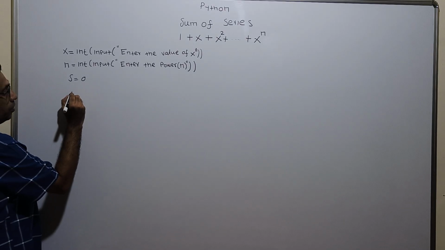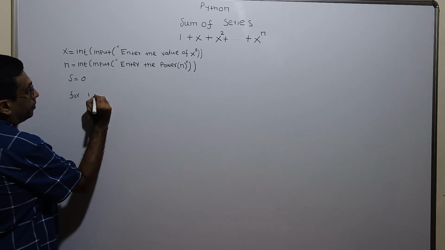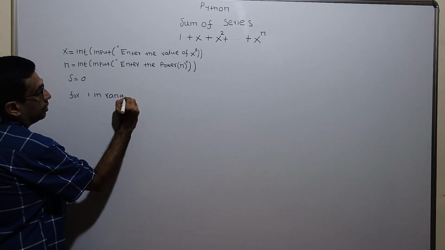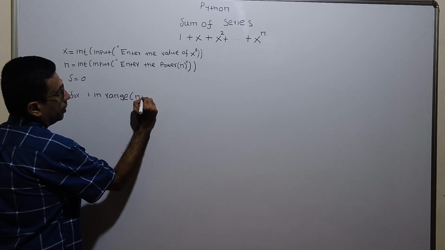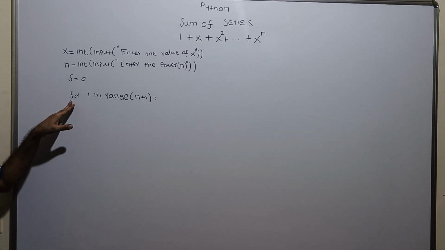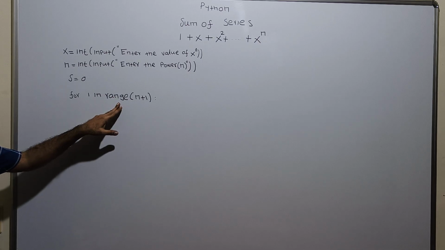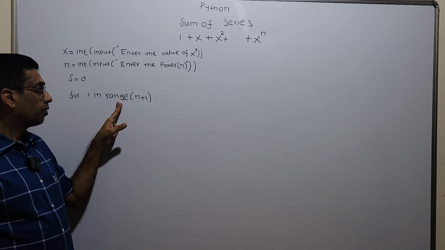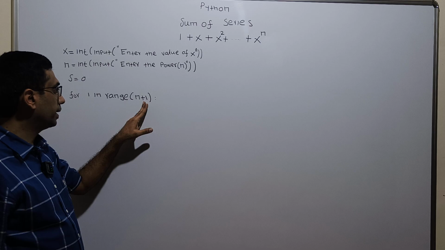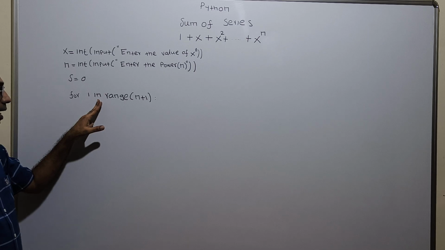Now I am writing a for loop: for i in range n plus 1, followed by a colon. For is the keyword for the for loop. i is a loop variable. The range function generates a list from 0 to the range minus 1. So from 0 up to n, a list will get generated. The loop variable i will take the values one by one in each iteration. The in operator helps this purpose.